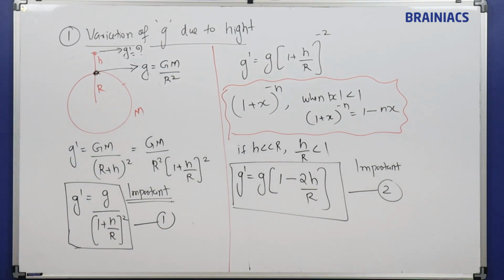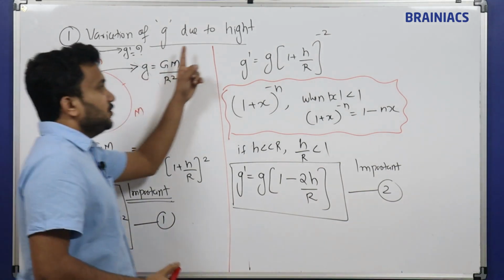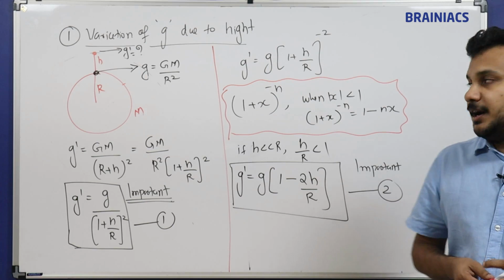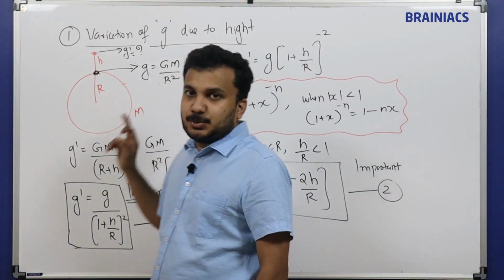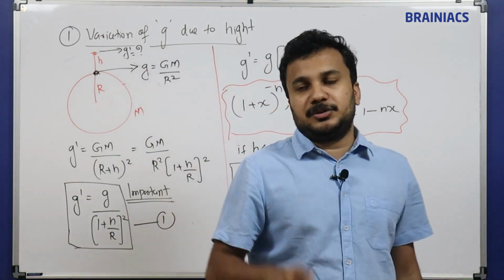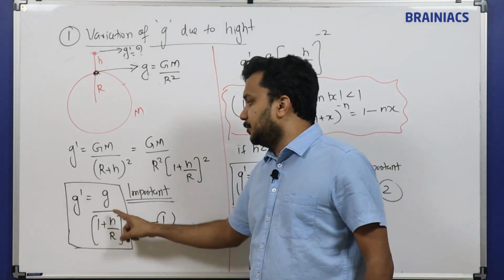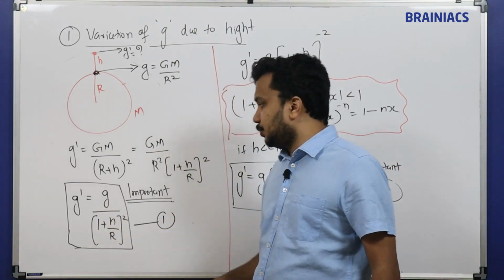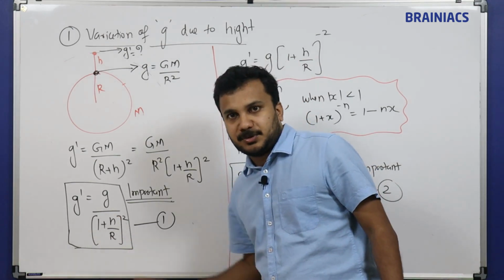So I have given you two equations for the variation of g due to height. g is equal to Gm by r square at the surface of Earth. When you are going above the surface of Earth, g dash will be equal to g divided by 1 plus h by r the whole square. This is important. This is equation number 1.